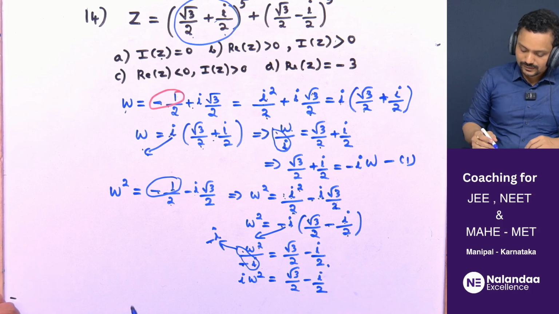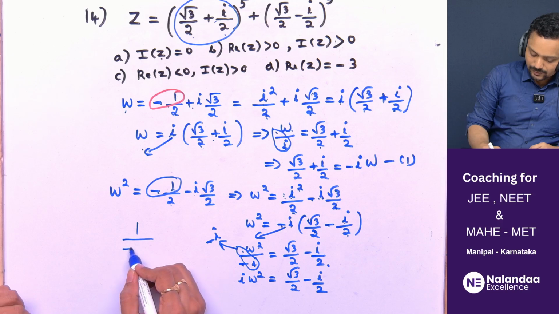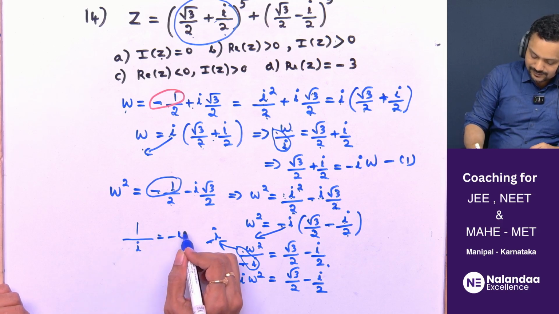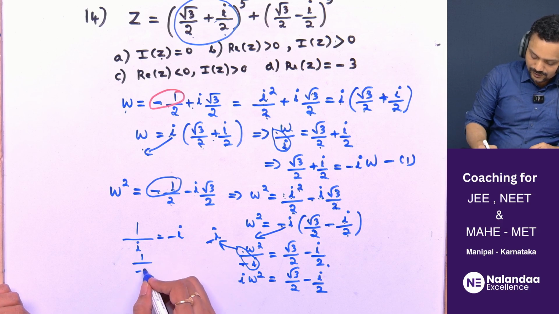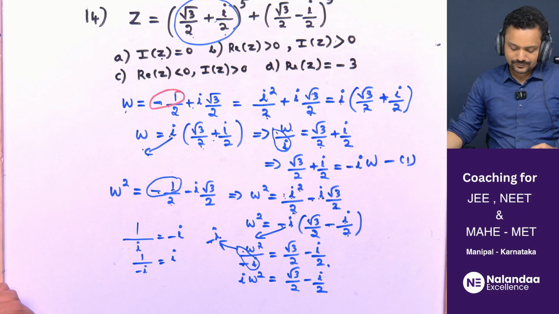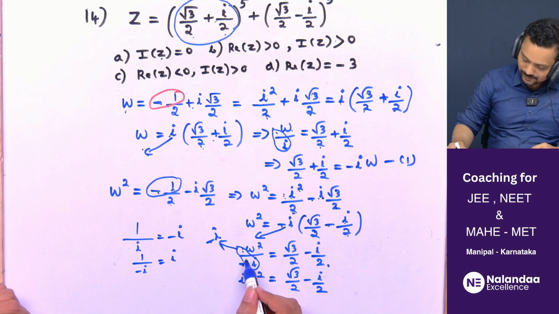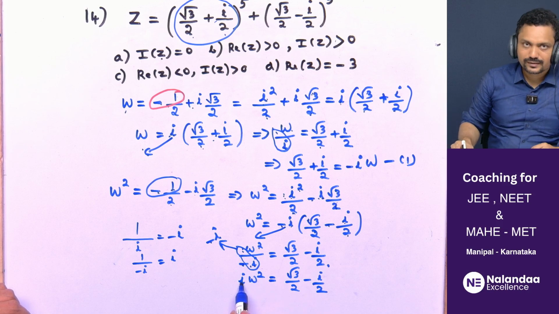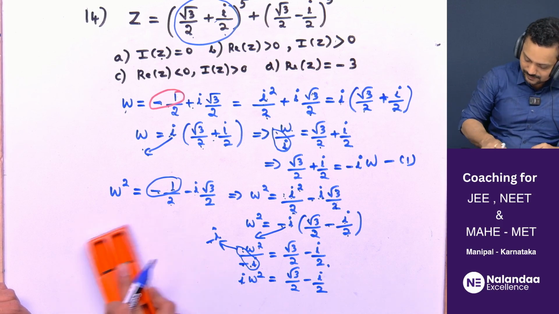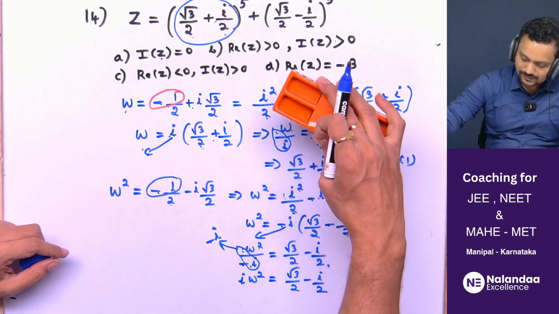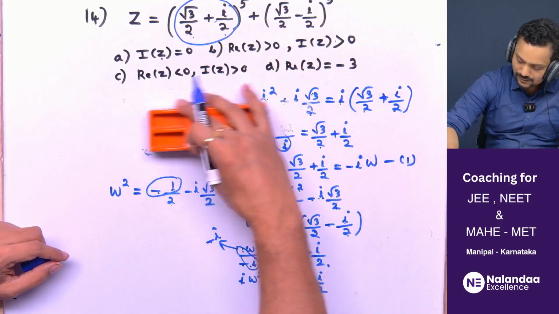So check this, students. Otherwise also remember this, 1 by i is minus i, then 1 by minus i should obviously be i. So note that. So here 1 by minus i can directly be written as i in that case. Yes. So now we will come back to this problem, students.